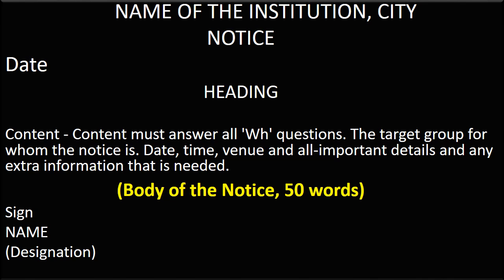And then at the end, we are going to write the name of the person in small letters, that is the sign of that person, then name in capital letters, and after that designation of the issuing authority. So head boy, head girl, secretary, so whoever it is. And your notice is to be put in a box. You have to draw a box.